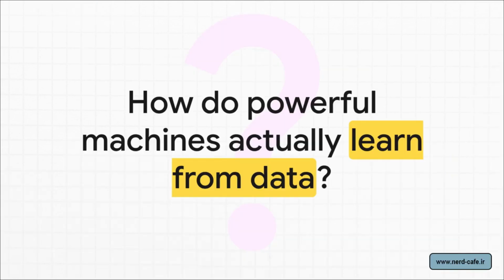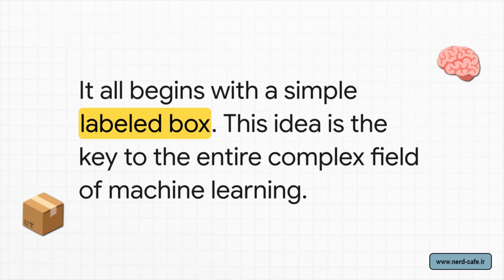So, we see all this incredible stuff happening with machine learning every day, right? But have you ever really stopped and wondered how it actually works at the most basic level? How does a machine really start to learn from data? You'd probably guess it all starts with some crazy, complex math. But the surprising truth is, it all begins with an idea so simple you can picture it in your head right now: a labeled box. That simple concept is the key to everything else.